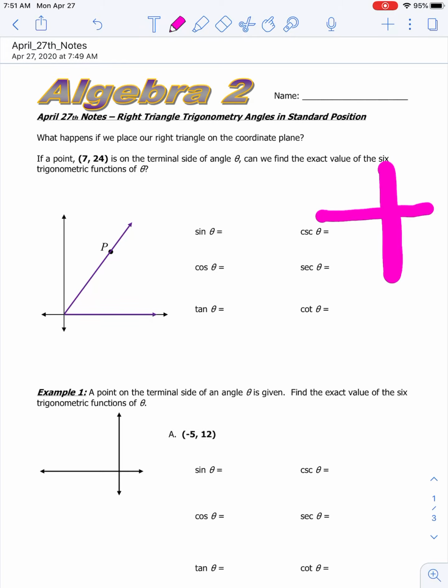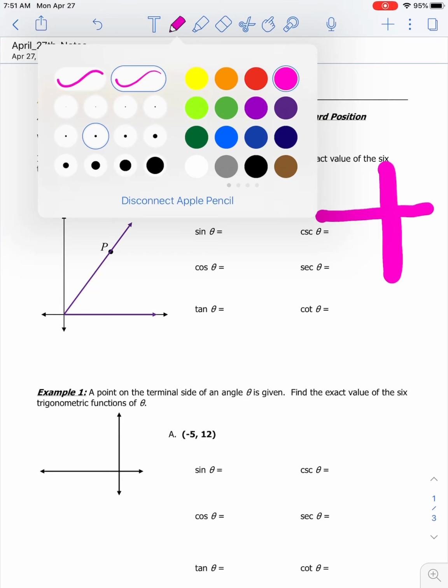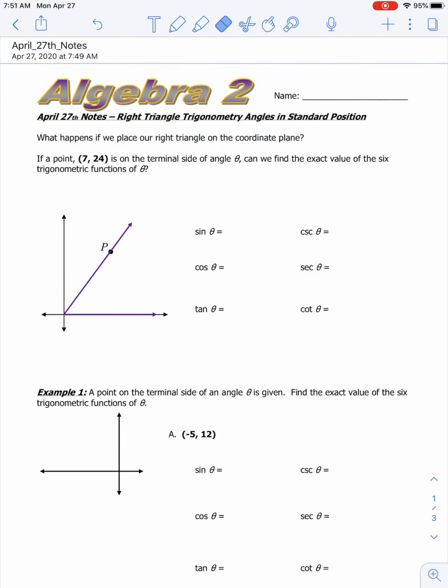There's my big coordinate plane. Thank you, daughter. Sorry about that. Should have checked, I guess.